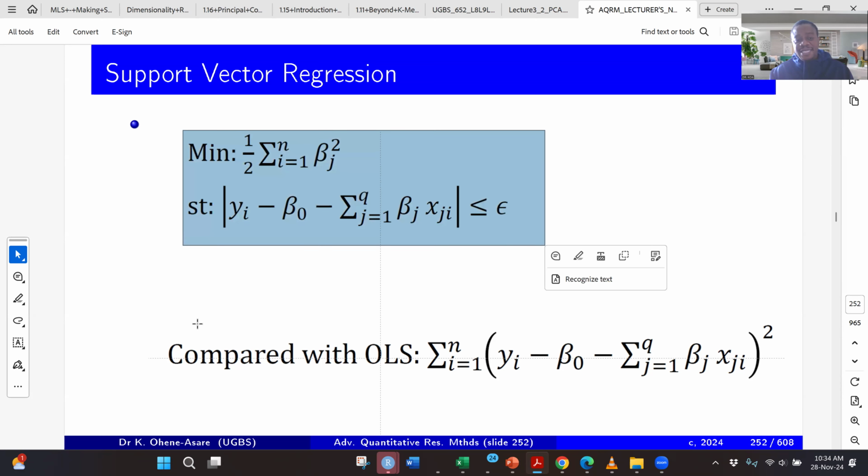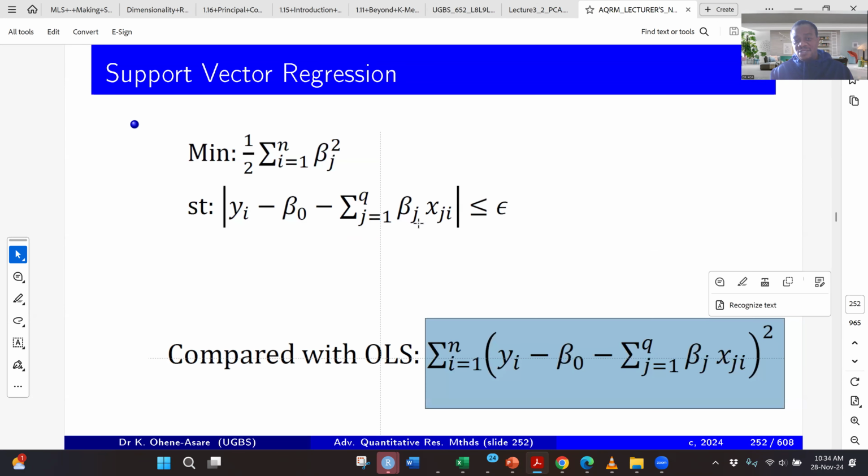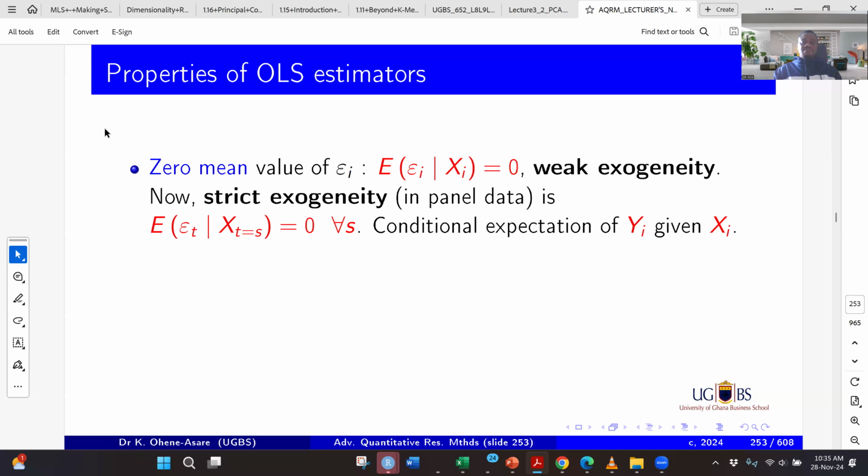Now, if you compare this with the OLS that we did, this is the OLS that we did. But this one is using a proper minimization approach on the beta parameter, not the entire errors. This support vector regression actually uses the absolute value of the error as the constraint in the minimization process. So all of these are ways you can look at the regression.